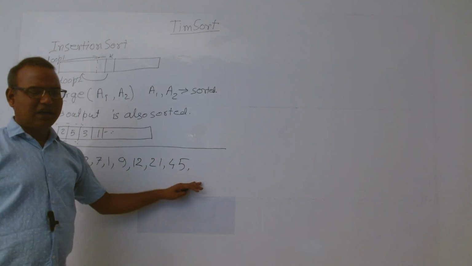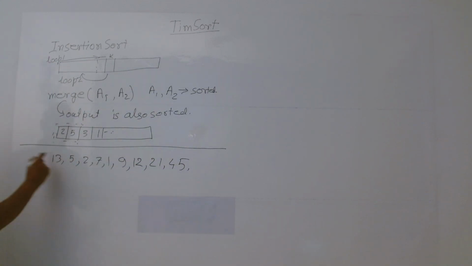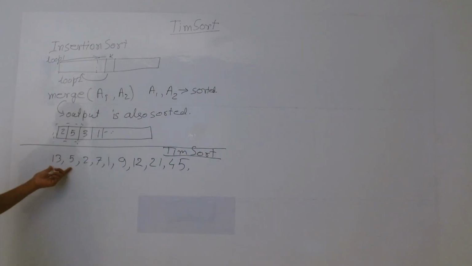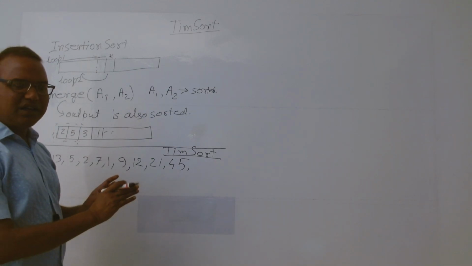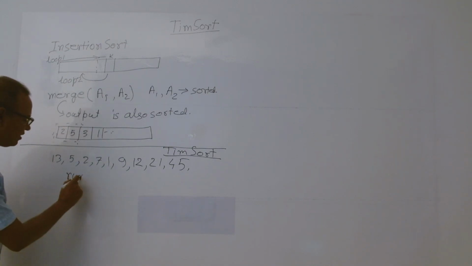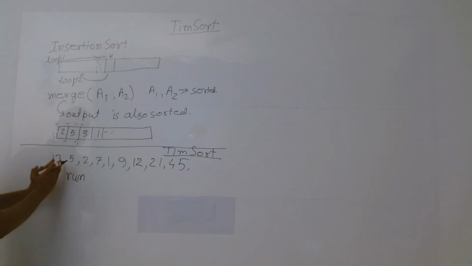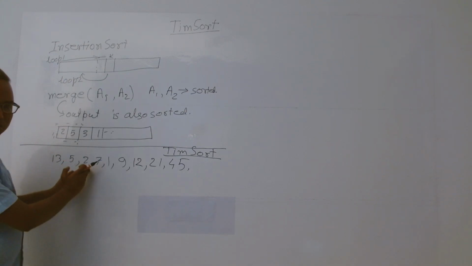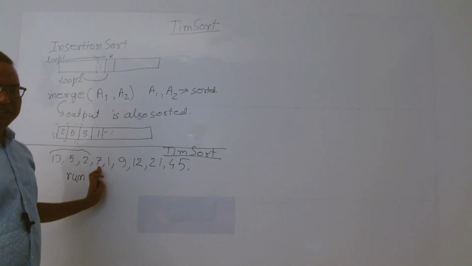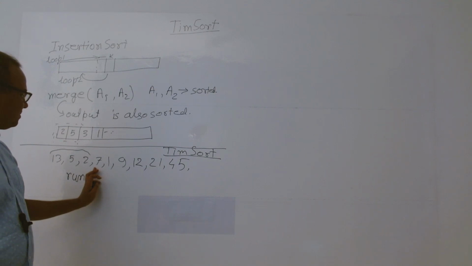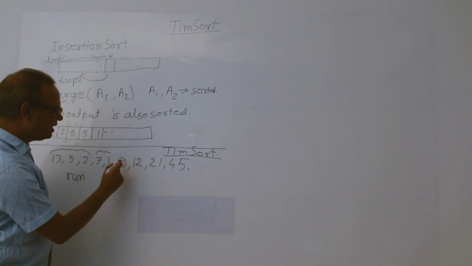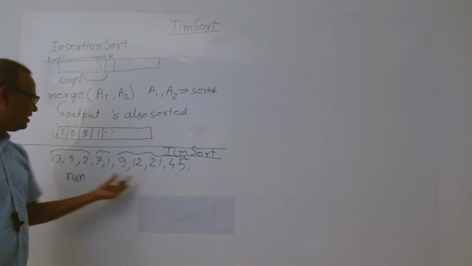Now, what is the first step of the TimSort algorithm? We have to check the runs, monotonic runs. Let's say 13, then 5. 5 is smaller, then 2. 2 is smaller. So 13, 5, 2 is a run, but this 7 is not included in this run. 7, 1 can be a different run. 9, 12, 21, 45 can be a different run. So some runs are bigger, some runs are smaller.